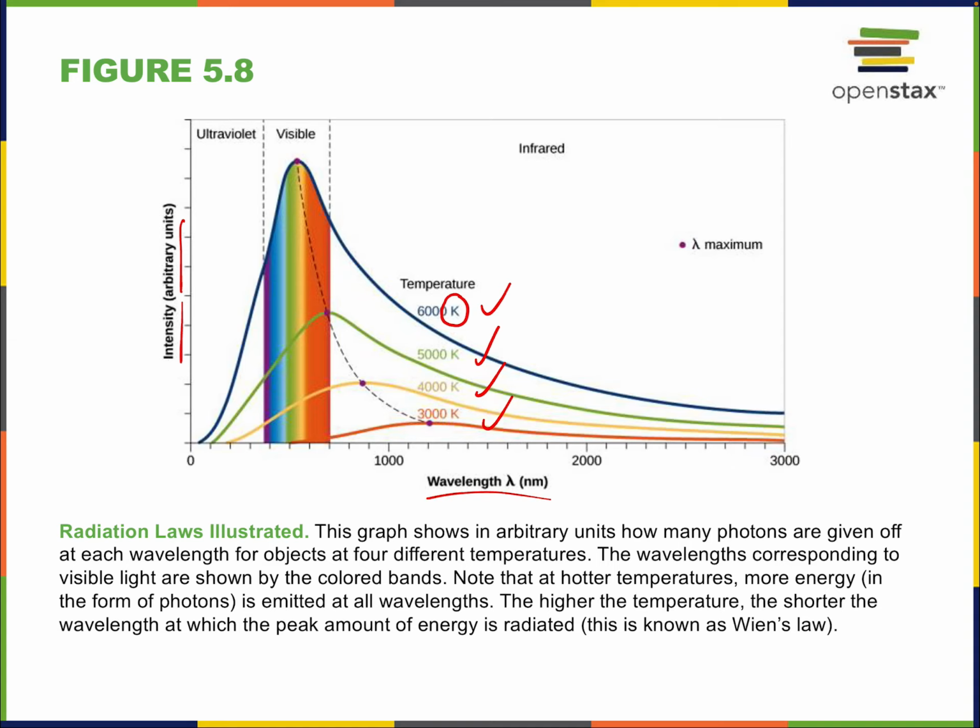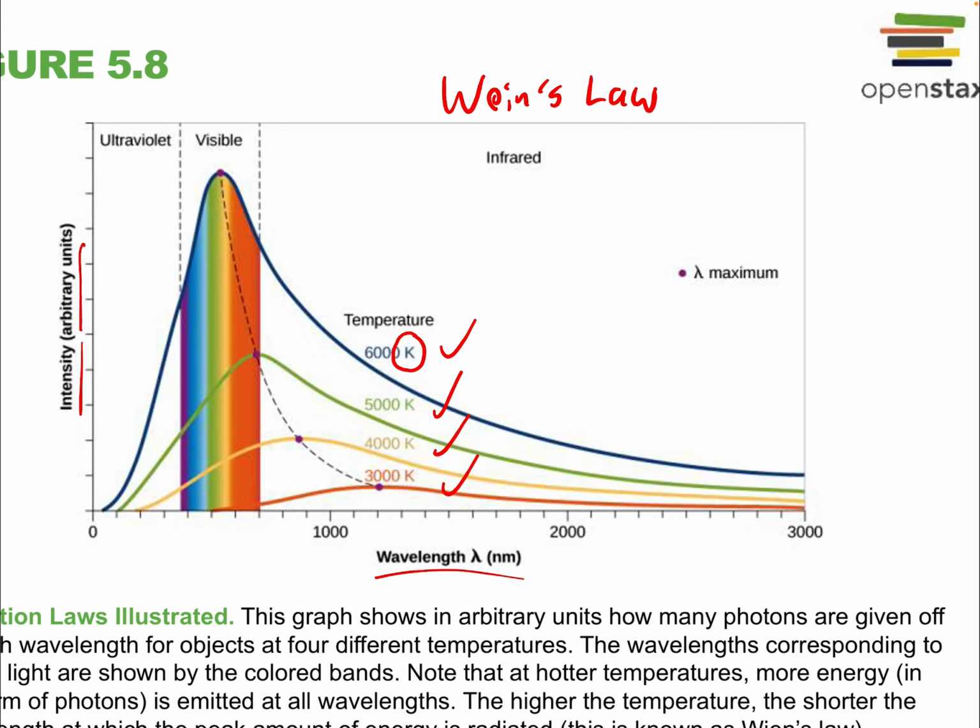One is called Wien's Law. Okay, so Wien's Law tells us that different temperature objects produce different colored light. And this is an amazing phenomenon. Now, this only applies to solid objects. It doesn't apply to gases. Wien's Law does not apply to gases.